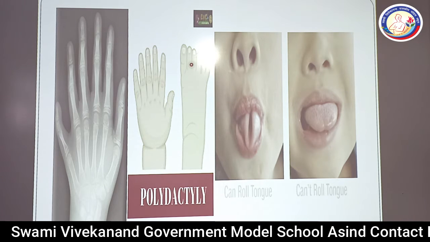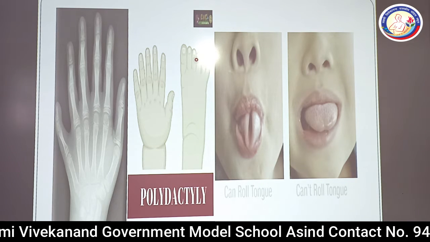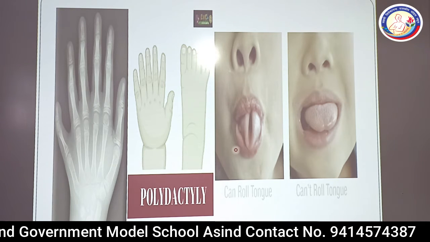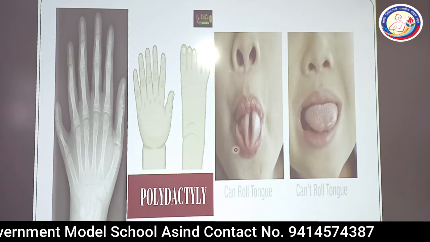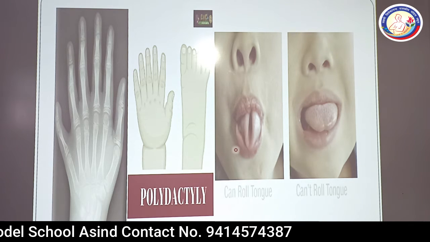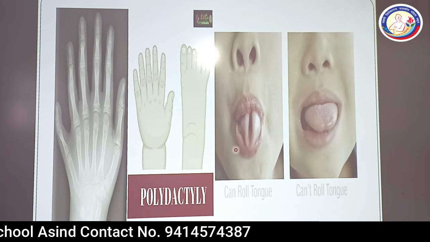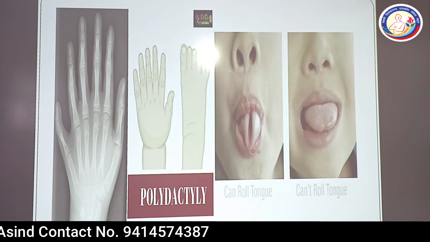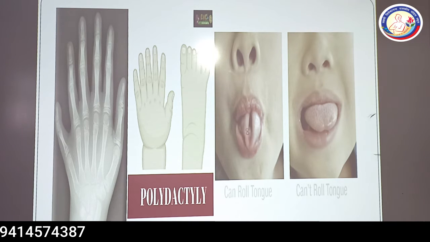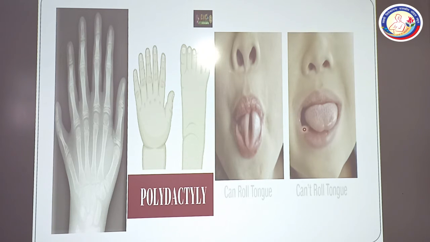This is polydactyly. Similarly, this is also polydactyly, and this is the X-ray of it. This is the second example, tongue rolling ability. If a person can roll the tongue in a U shape, you can try it at home, then this is the rolling tongue. And if you cannot roll in this structure, then this is the non-rolling tongue.